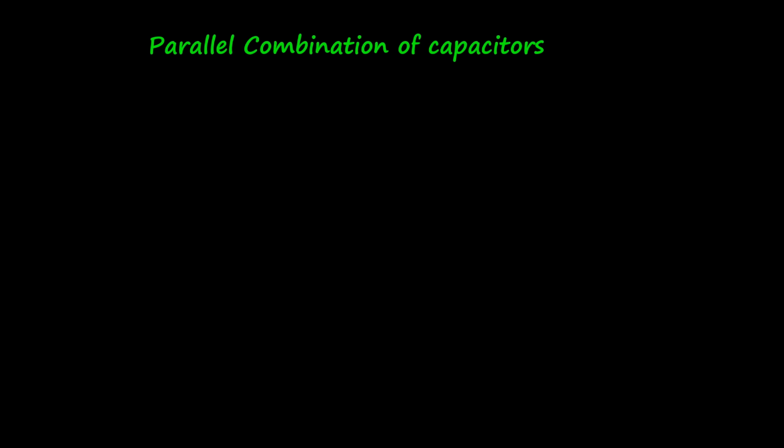Under that video, we have seen that the reciprocal of effective capacitance Cs is equal to 1 by C1 plus 1 by C2 plus 1 by C3, etc. The effective capacitance is much less than the least capacitance of the capacitors connected in series. Now let us see what happens in the case of parallel connection.